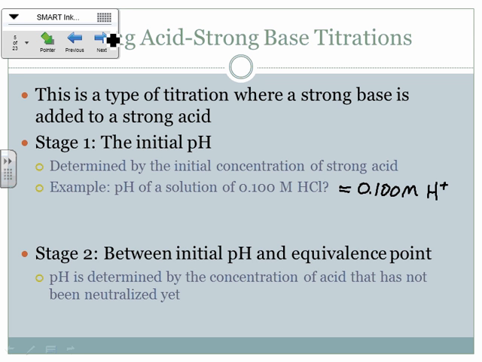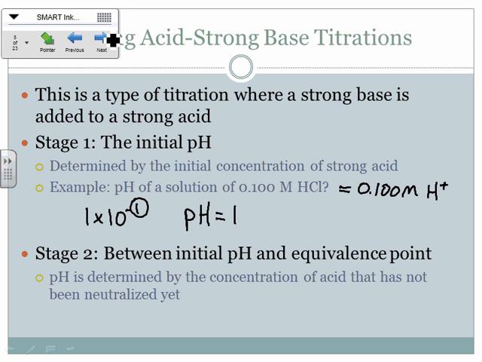Anybody want to take a stab at what the negative log of 0.1 is? In other words, negative log of 1 times 10 to the negative 1. Does that help? You remember that? If you have 1 times 10 to the negative 1, you take the negative log of that, the pH is going to be 1. You look at the exponent. So pH is equal to 1.